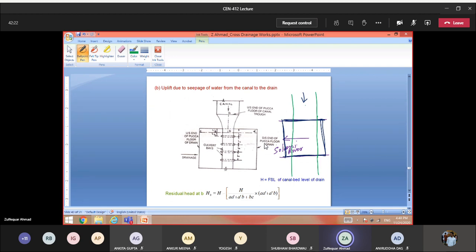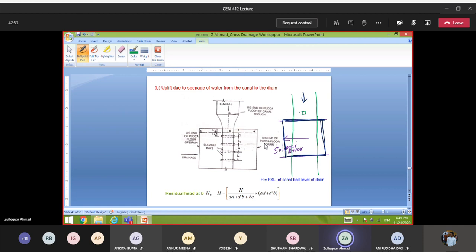Now let us say this is the unlined canal, just to understand it. So the thickness of the floor of this drain, how much uplift is acting, is not decided only on the basis of the groundwater and all those things. That is also decided on the basis of the seepage from the canal. So let us say this is the seepage point from the canal.